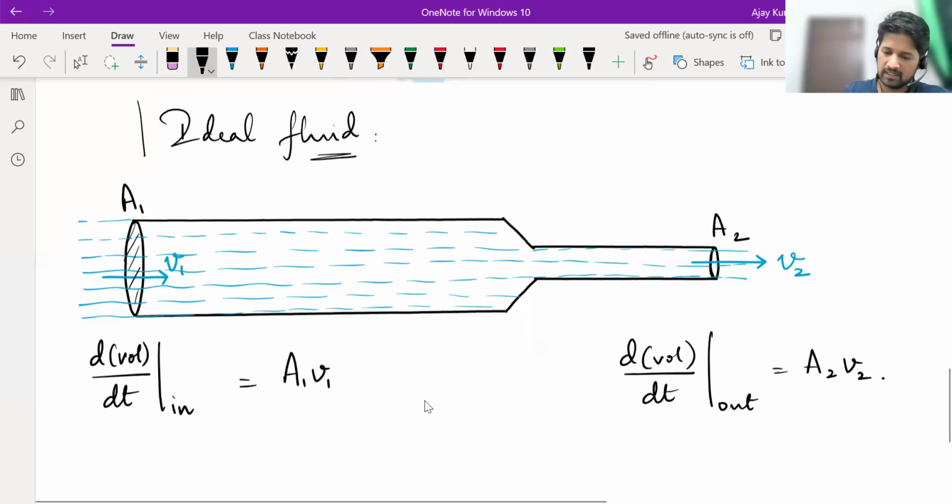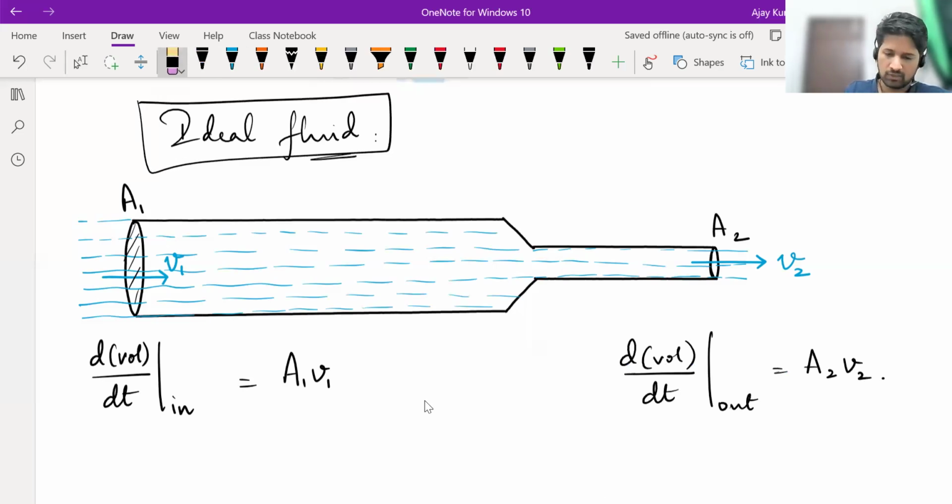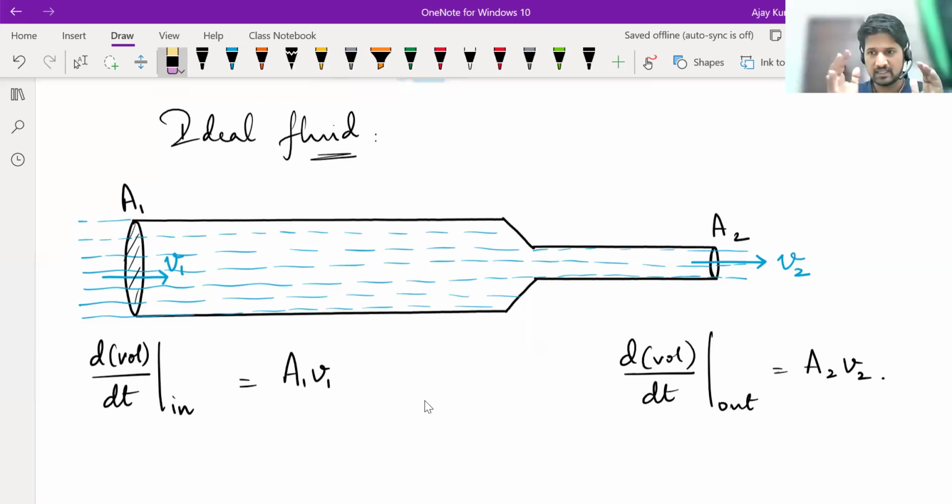Now, if it is an ideal fluid, it is not allowed to get compressed. Its density cannot be increased, its density cannot be decreased also. You cannot expand it also. So a certain amount of ideal fluid has a fixed volume. You can't change its volume.